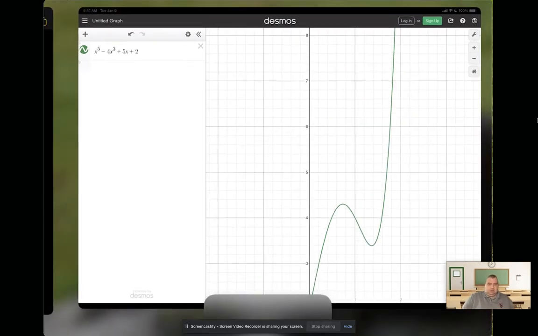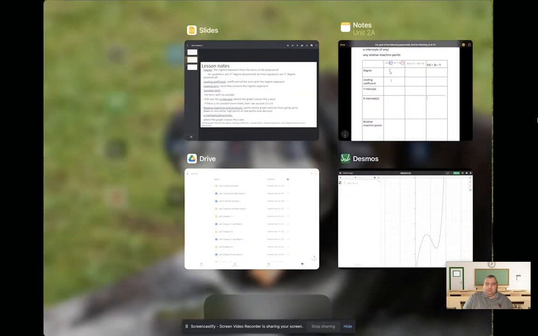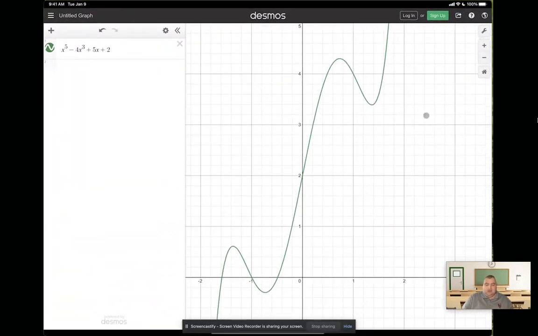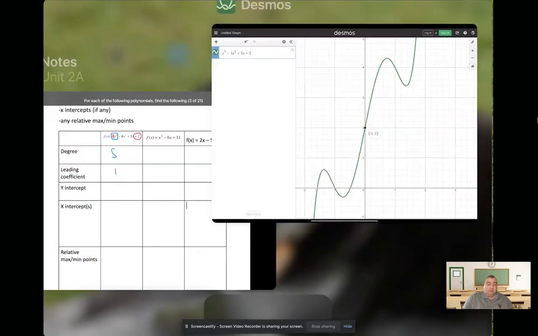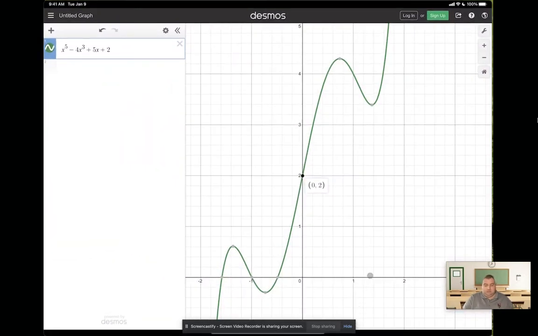So what's the next one? The next one on our list was the y-intercept. Now the y-intercept we can find two different ways. We could look at the graph or we could look at the constant term. What's the constant term in this case? The constant term is the term that doesn't have a variable. So that's the 2. And if I look at the graph, does it cross the y-axis at 2? Yes, it does. So whichever way you do it, the y-intercept in this case is (0, 2). Okay, so that is my y-intercept.